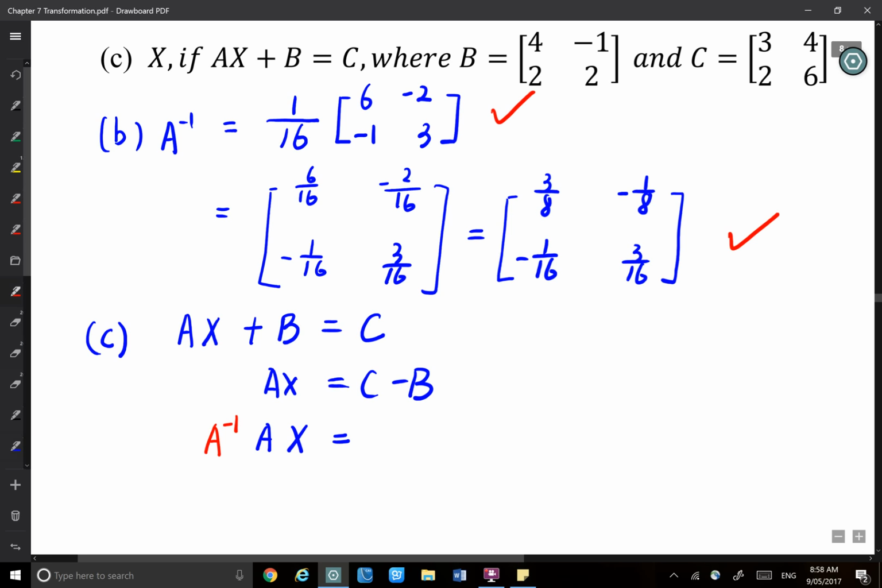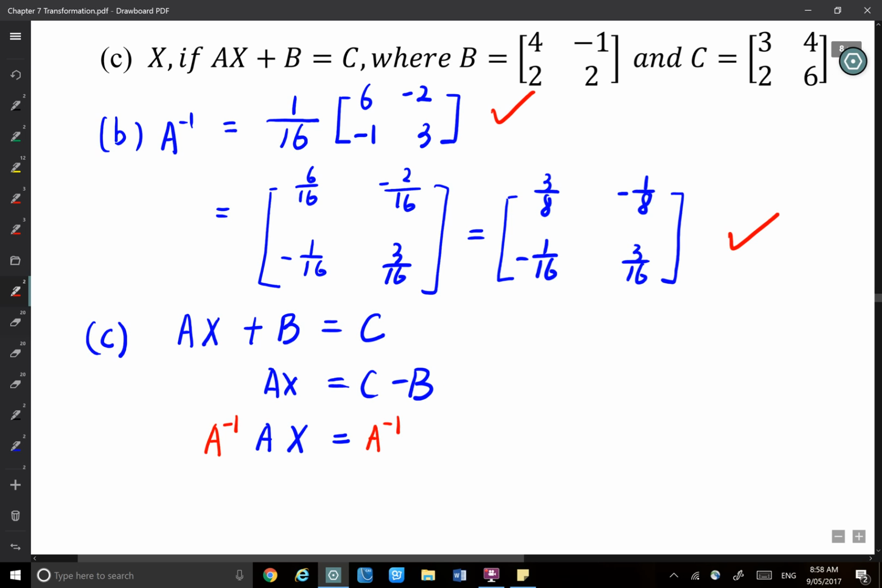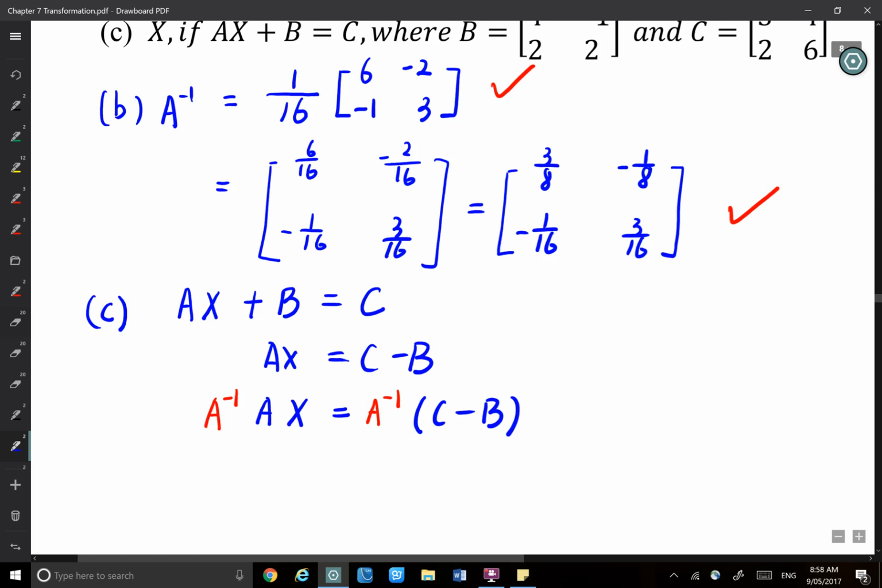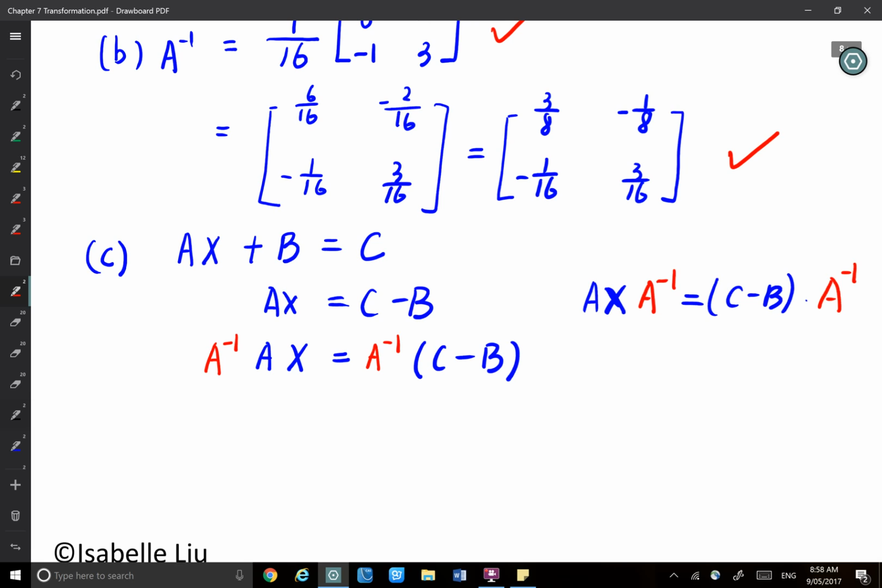If you multiply by A inverse in the front on the left hand side, you need to multiply A inverse in the front on the right hand side as well. Can you see the position you put A inverse must be in the front. Why can't I do it at the back? Let's say we have AX times A inverse, equals C minus B times A inverse. Let's see the difference between those two.